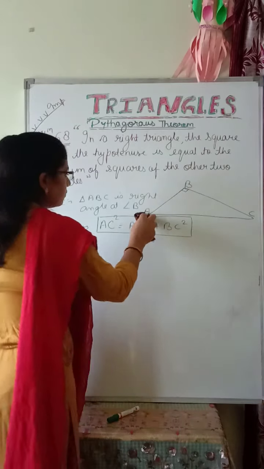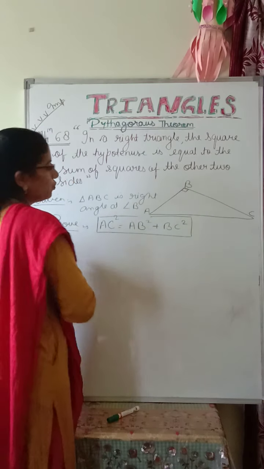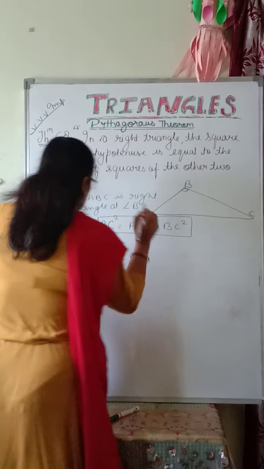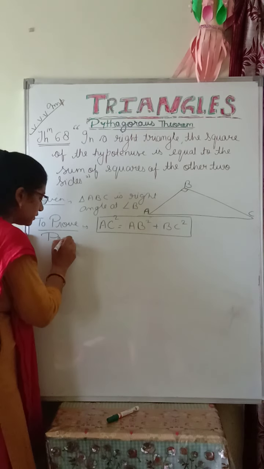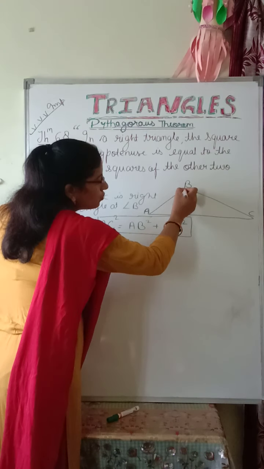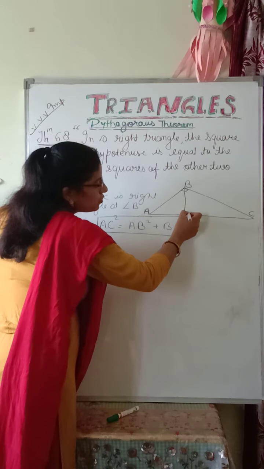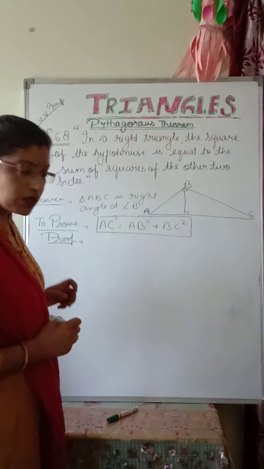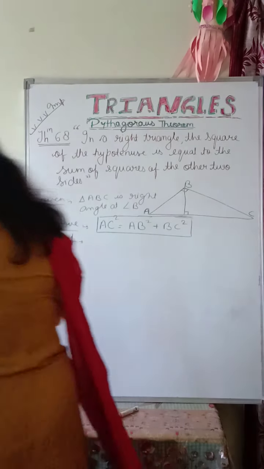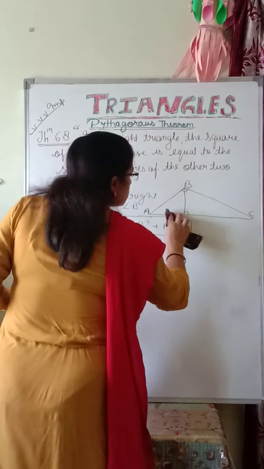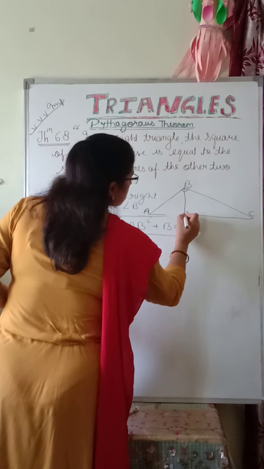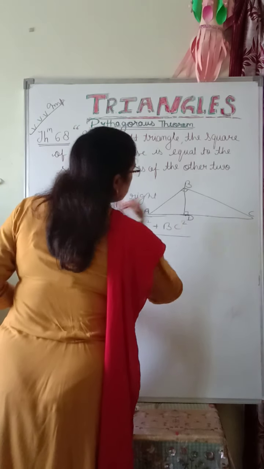Now let us start proving. So how to prove Pythagoras theorem? Look here. Very first, what we have to do, I am writing the proof. Very first you have to draw a perpendicular. Let this point be D. So this is your D point. So this is your triangle and this is your D point.